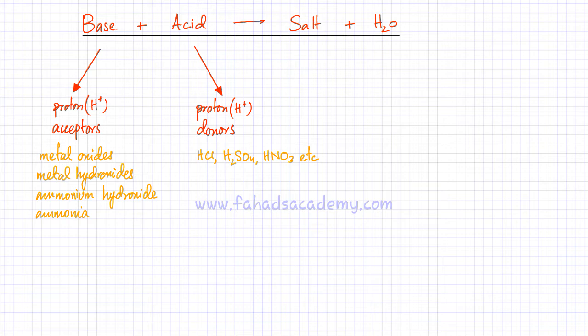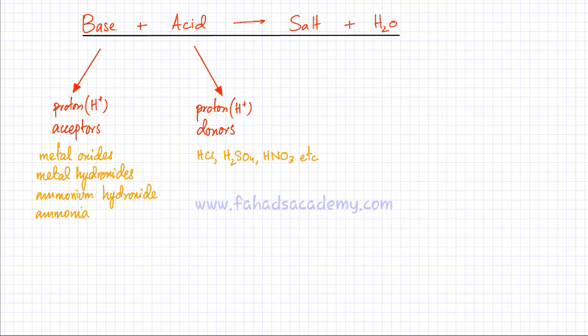So the categories of compounds that can be called bases are metal oxides and metal hydroxides. So any metal bonded with oxygen or any metal bonded with hydroxide is most likely a base. Then you have ammonium hydroxide as well and ammonia as well. So these are the common categories of compounds that are classified as bases.